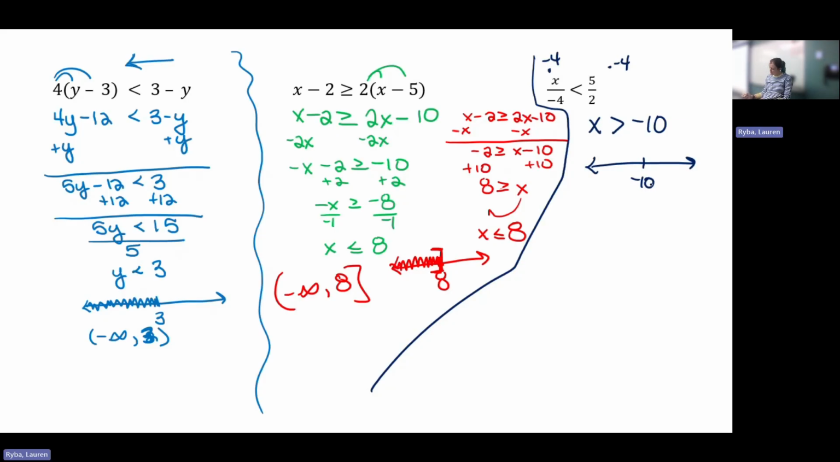So I'll find negative 10. We want numbers greater, so to the right, and then I'm going to open parentheses. So open parentheses, negative 10 to infinity.